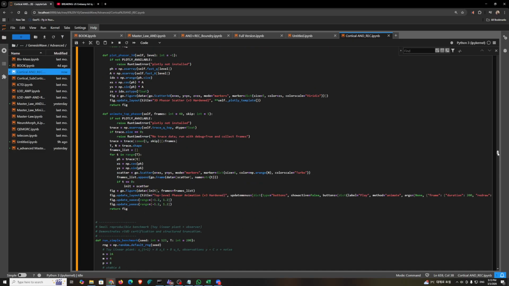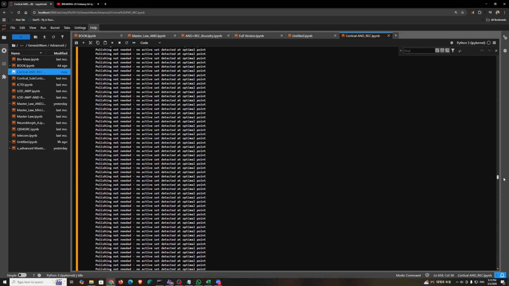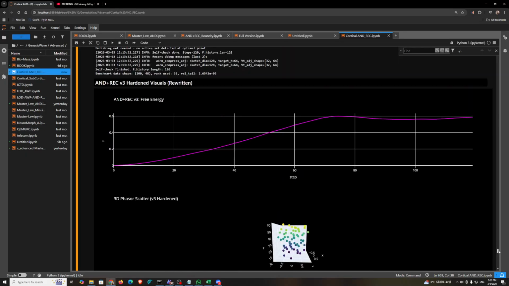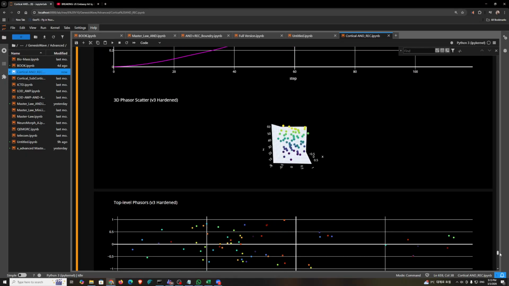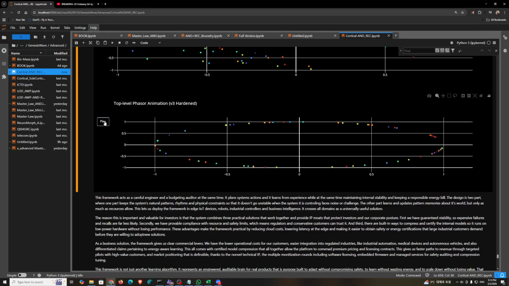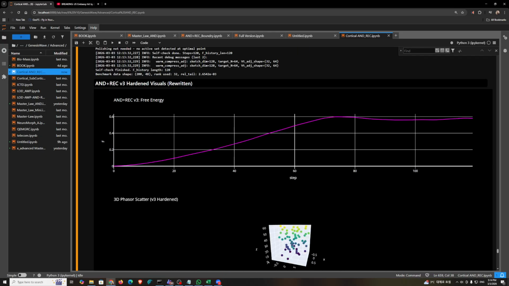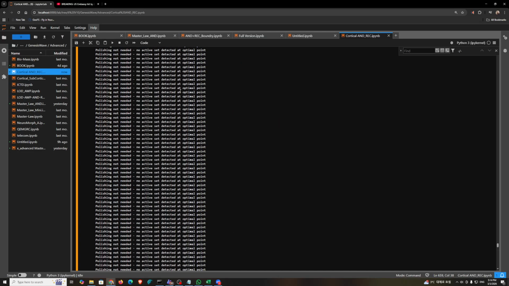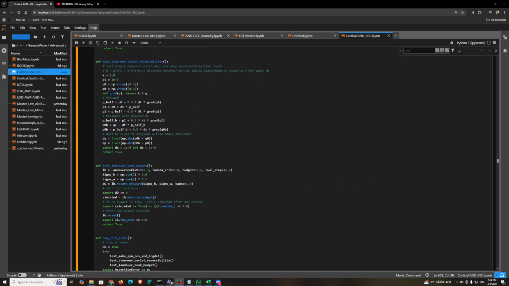So we can just scroll down here and you'll see some of these visualizations. Like we say, here's the free energy evolution, here's the 3D scatter of the phasers, here's the top level phasers hardened, and then here's an animation, short animation. You can see it moving slowly there. So the visualizations are definitely helpful. You scroll back up here. Of course, those dynamics, being able to visualize them, it's valuable when you're trying to gain intuition about how that simulated brain is going to behave, and also for debugging any of its intricate processes.